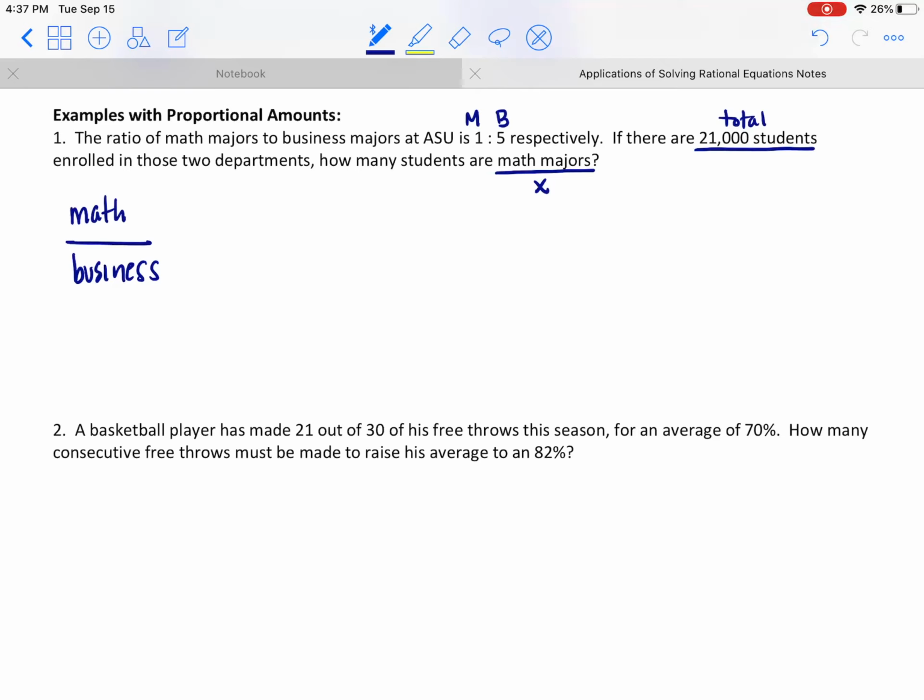So I need to make 2 fractions for this 1 proportion. And in each of the fractions, I want to organize it so that math majors goes on the top and business majors goes on the bottom. Okay? So for my first fraction, I'm going to use the ratio that was given to me. It says math majors to business majors are in a 1:5 ratio. So I'm going to put math majors and business majors 1:5.